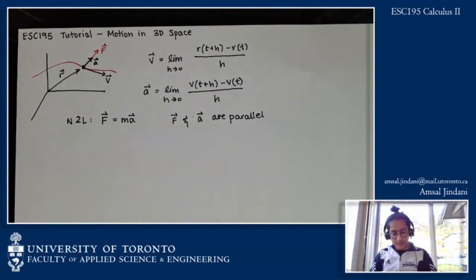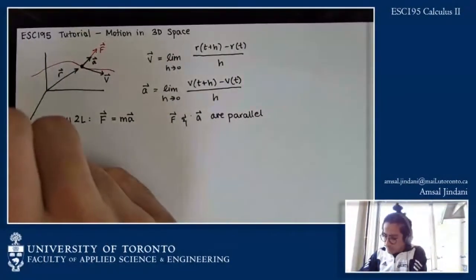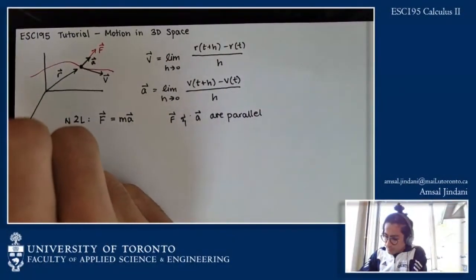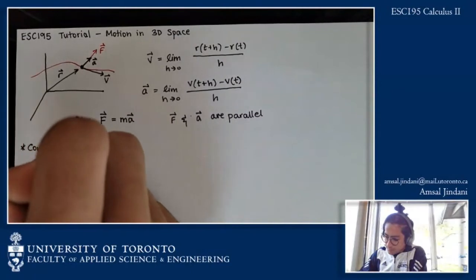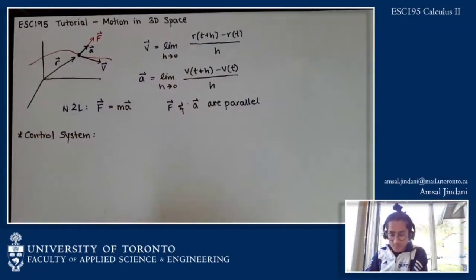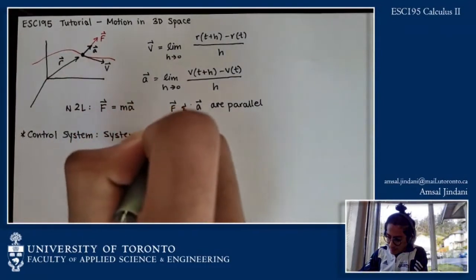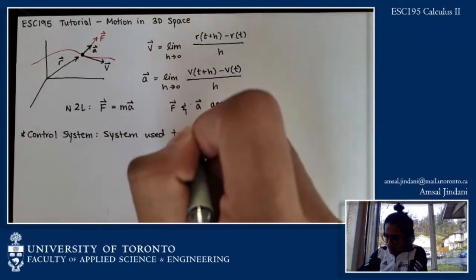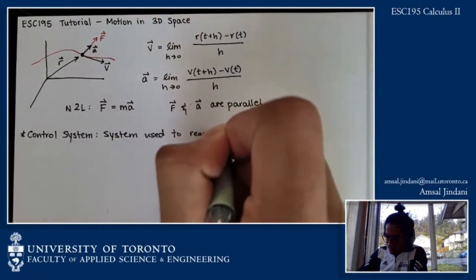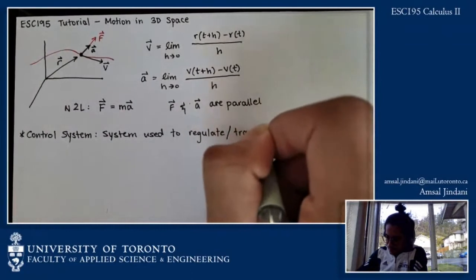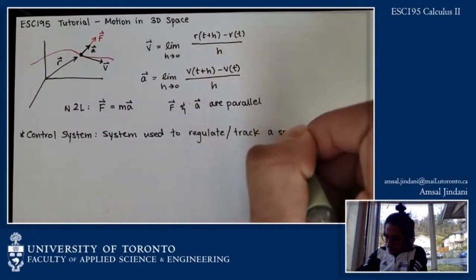So typically when we look at particles moving in 3D, we may want to control them and move them into specific places. To do something like that, we use something called a control system. So what is a control system? A control system is basically a system used to regulate or track a specific quantity.